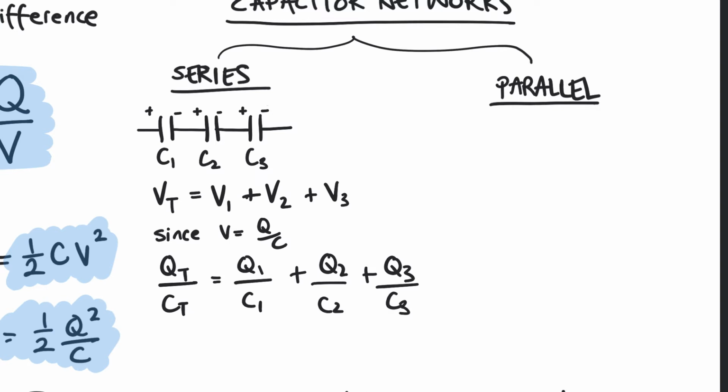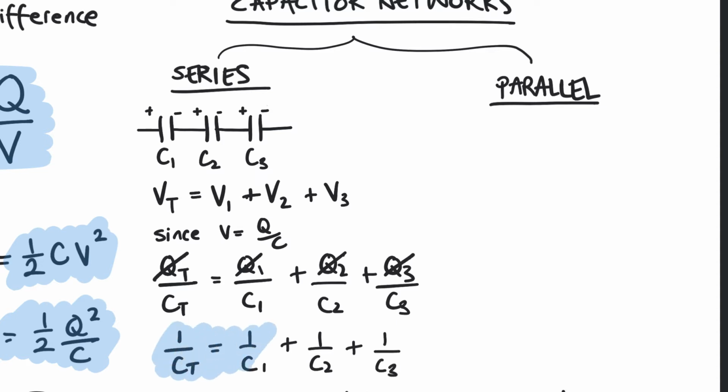Now this is a series circuit, which we should know from year 13 and from year 12, that in a series circuit the current is the same everywhere. Now current is the flow of charge, so if the current is the same across all 3 components, then that means the charge is the same across all 3 components. So actually all these values of Q are the same, which means we can cancel them out. And the result is that we have 1 over CT, C total, is equal to 1 over C1 plus 1 over C2 plus 1 over C3.